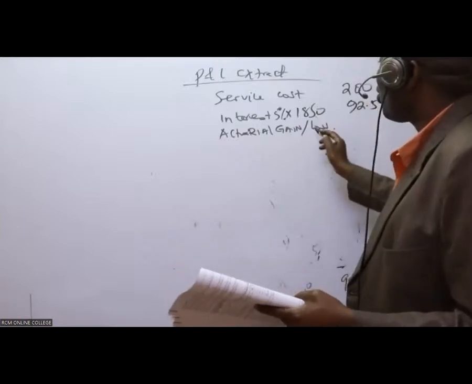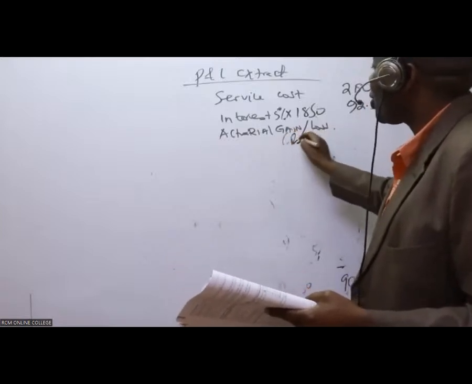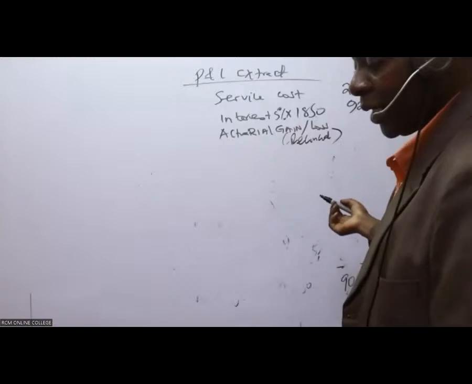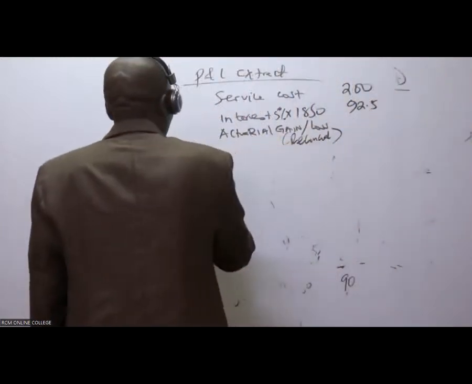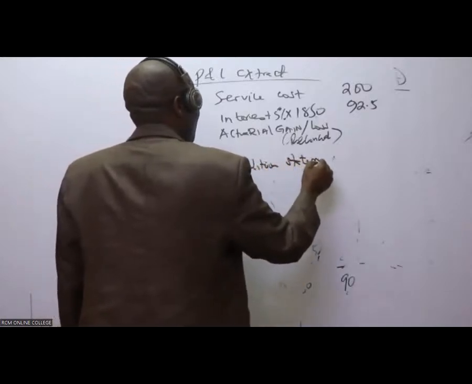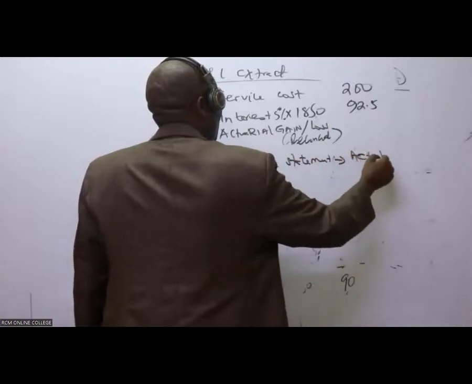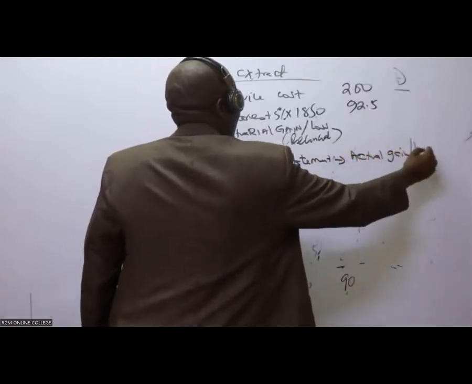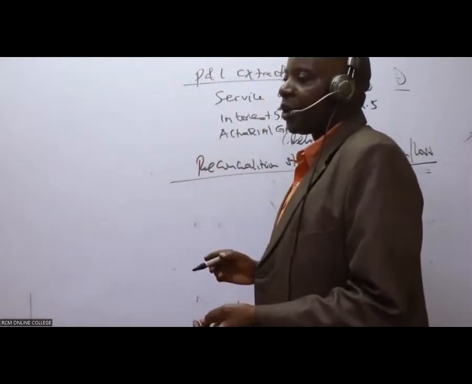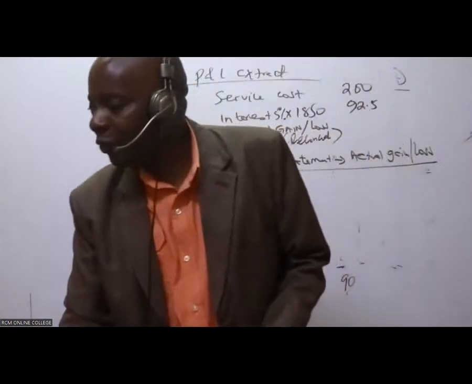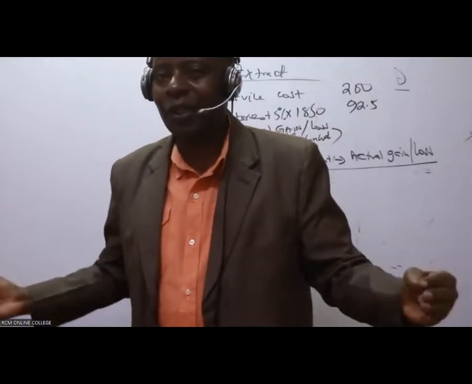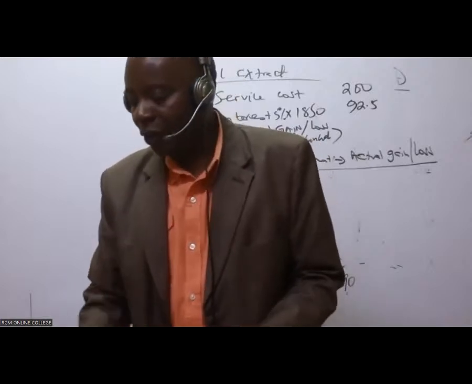Then actuarial gain or loss, this I need the reconciliation thing. And this reconciliation thing is not very hard. So in this case here, reconciliation statement, for purposes of getting the actuarial gain or loss. So give me, ladies and gentlemen, the movement basically from the beginning of the year to the end of the year.